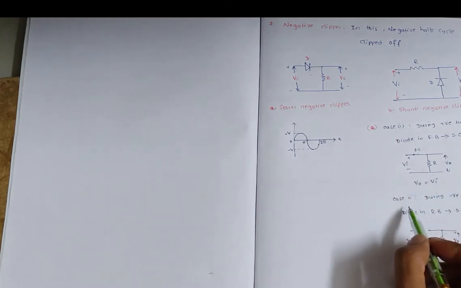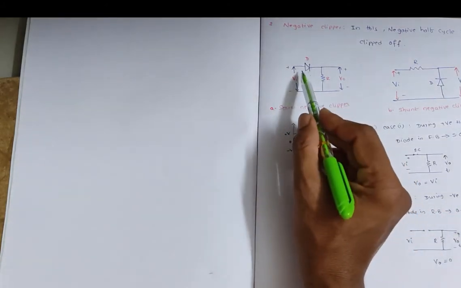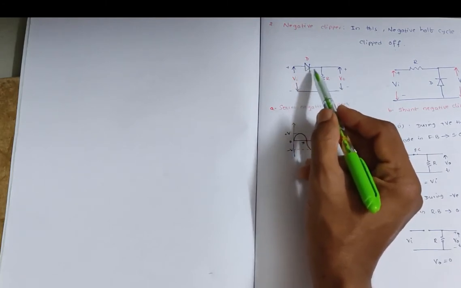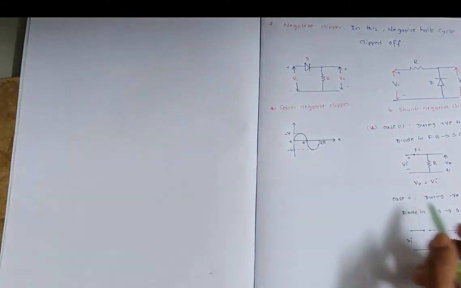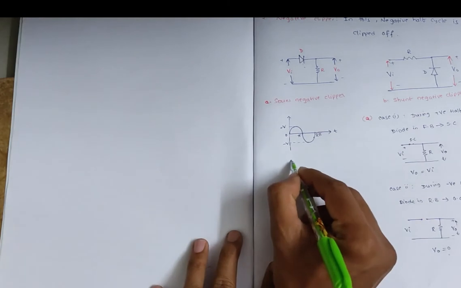Coming to case 2, that means during the negative off cycle. During the negative off cycle, the negative off cycle is applied to the anode terminal of the diode. Now the diode becomes reverse biased. When it is reverse biased, it acts as an open circuit. So the equivalent circuit we can draw like this. There is no current flowing in this circuit. So now V0 equals 0. We can draw the output waveform like this.